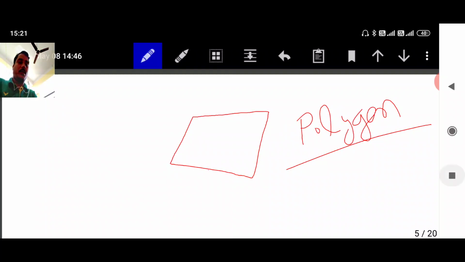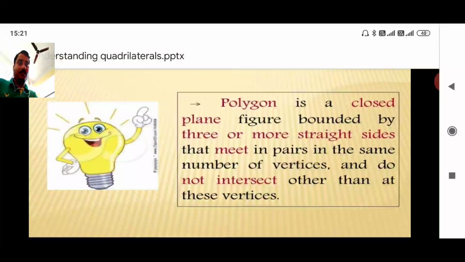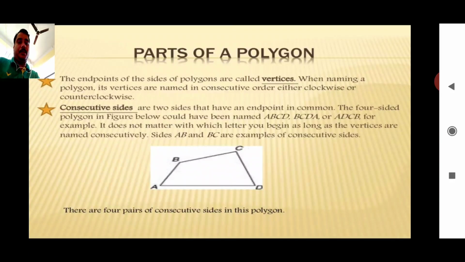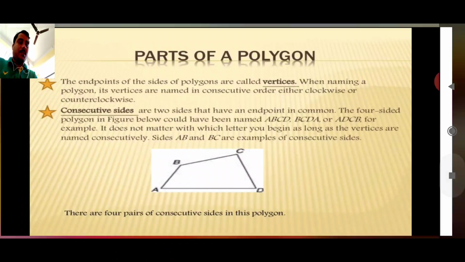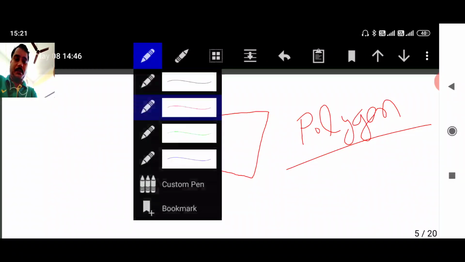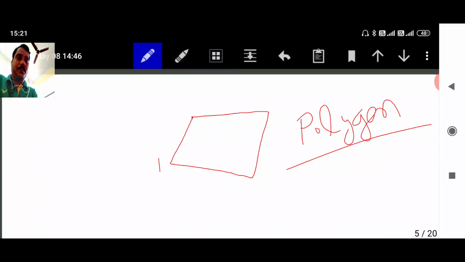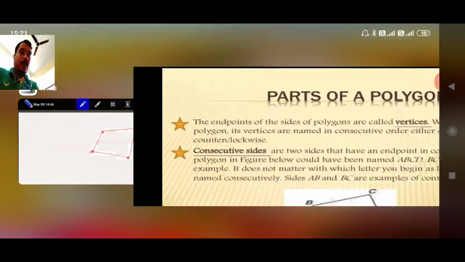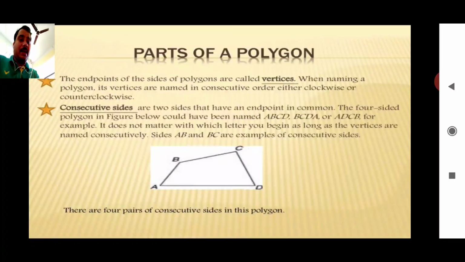Okay, parts of a polygon. The end points of the sides of a polygon are called vertices, meaning this point, this point, this point, this point, and this point. These are called vertices of the polygon. The end points of the sides of a polygon are called vertices.